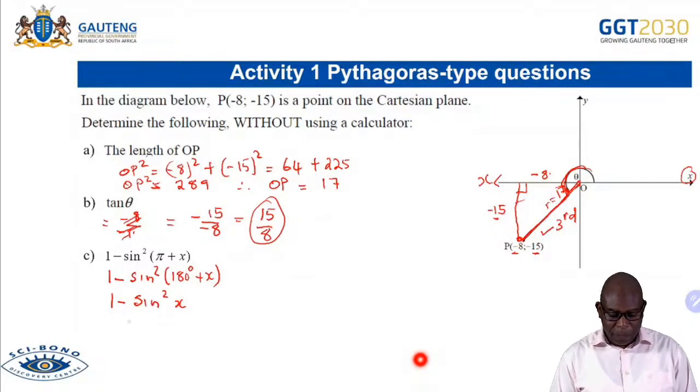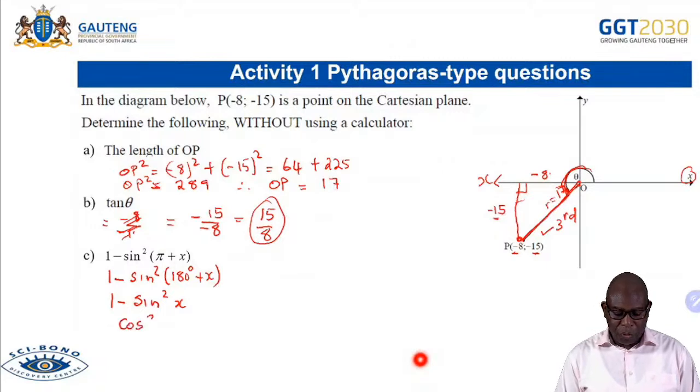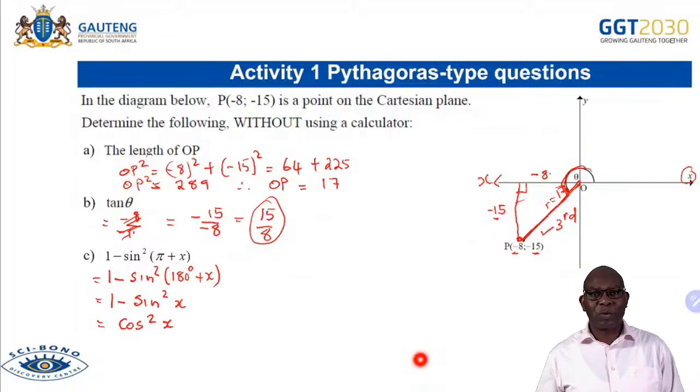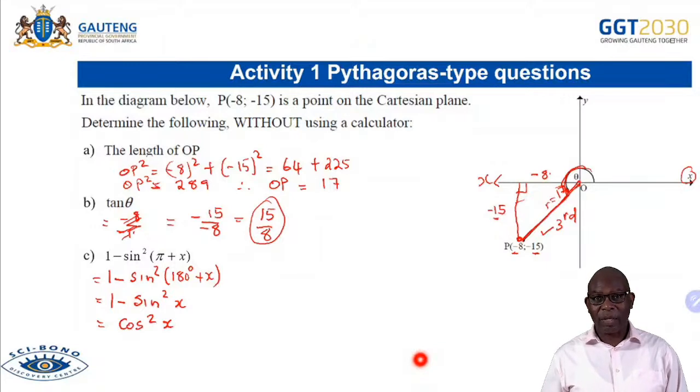And if I want to be smart, this changes to cos squared of x, because I know that sine squared of x plus cos squared of x gives me 1. Then if I transpose the sine squared of x to the other side, I'm left with cos squared. That gives me that. I go to my diagram, I need the cos squared of an angle.